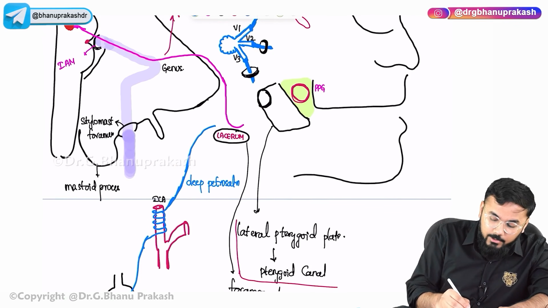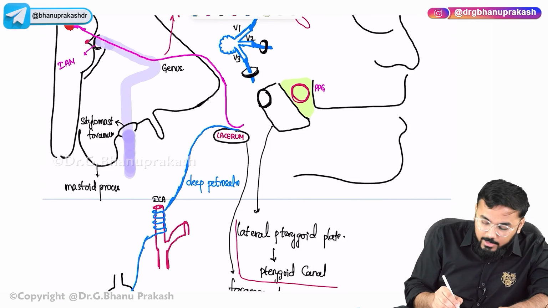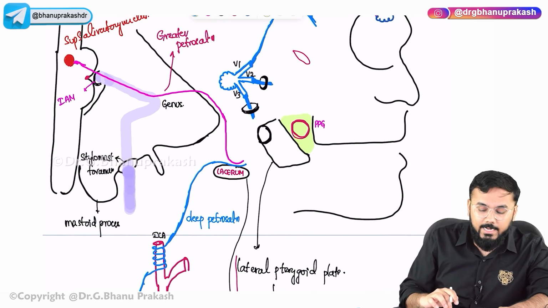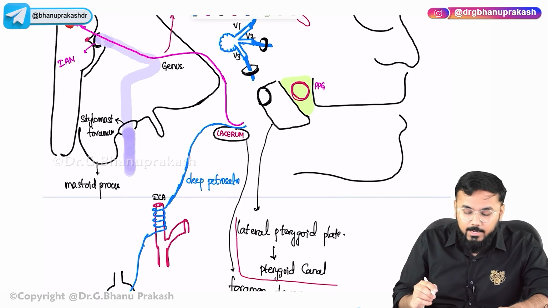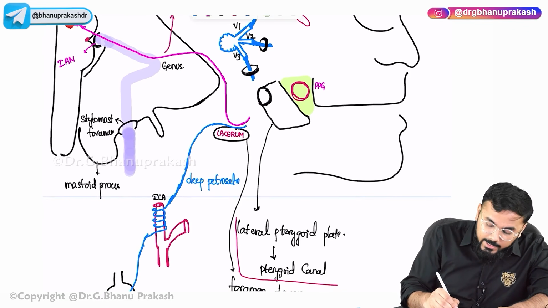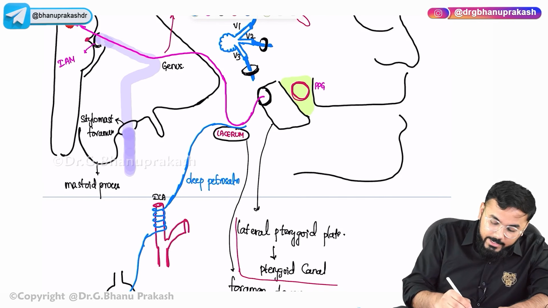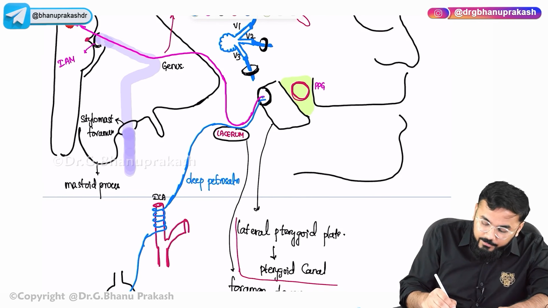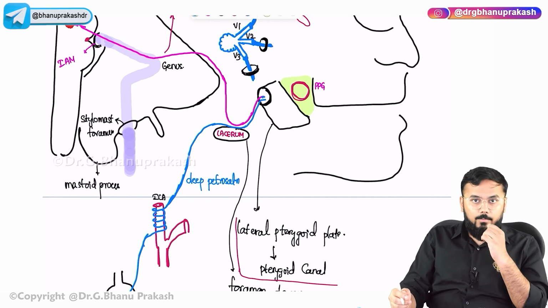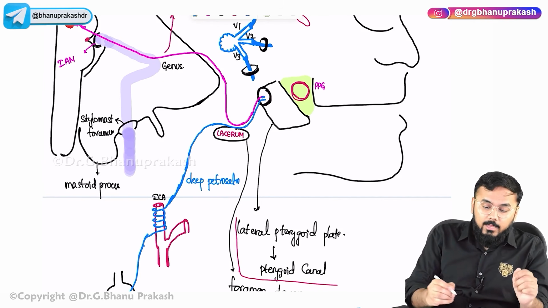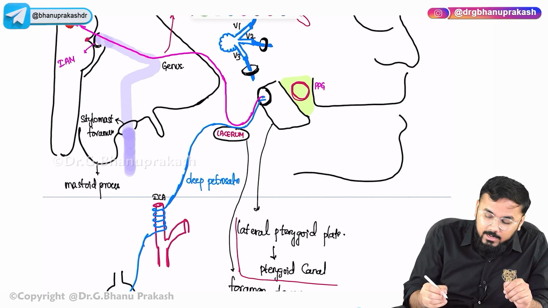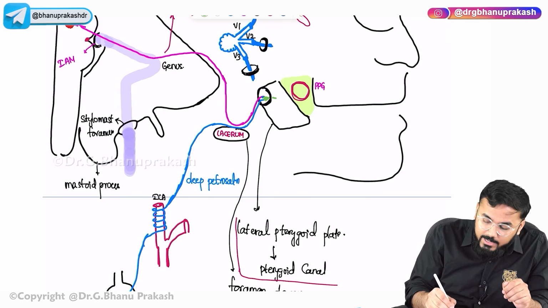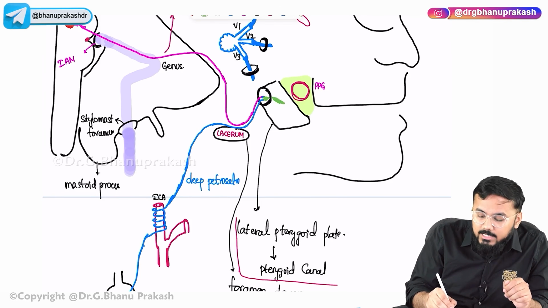So this deep petrosal nerve, along with what? Along with the greater petrosal nerve, together, what is going to happen? They are going to enter into a canal here. This canal is called the pterygoid canal. Once they enter into the pterygoid canal as a single branch, I am changing the color to green. So they are entering into the pterygoid canal as a single branch.